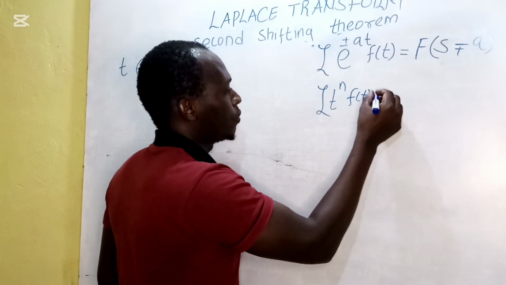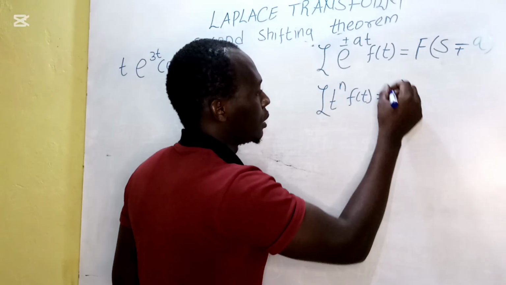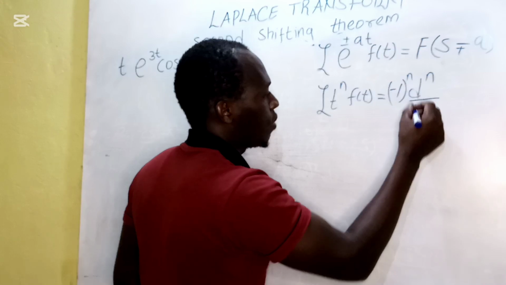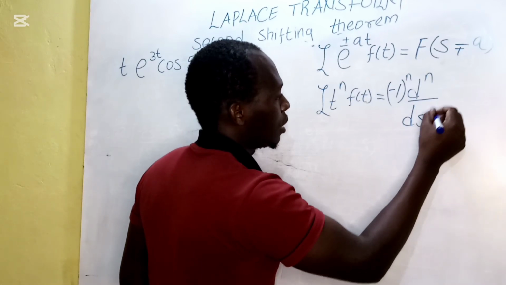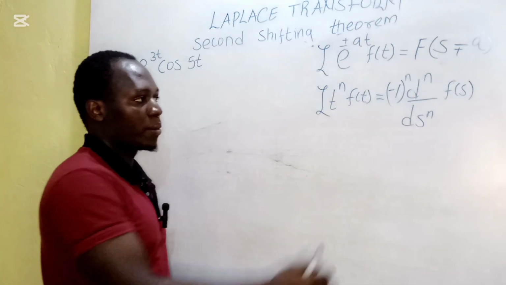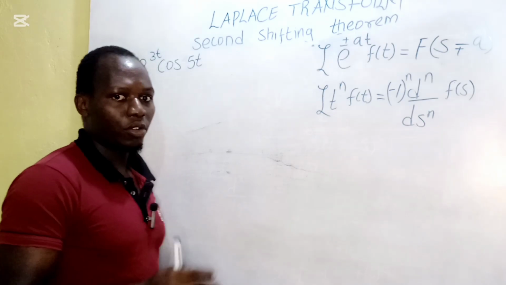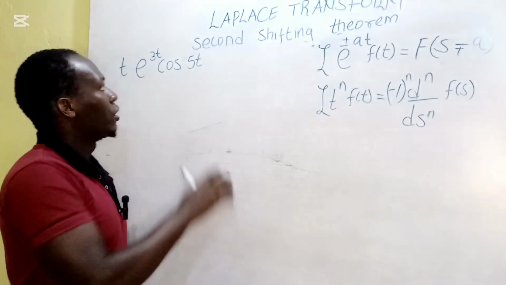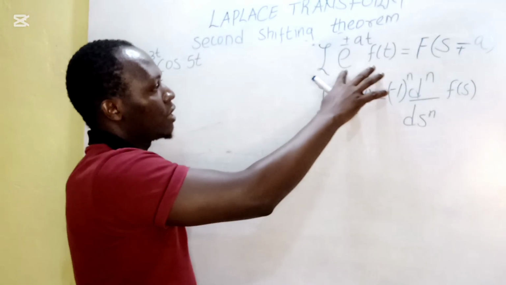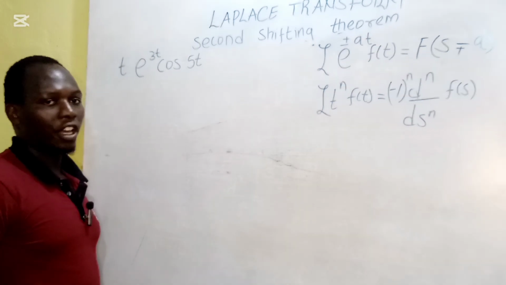times our function f of t is equal to, we get negative 1 to the power of n, all over d s to the power of n. We multiply by the Laplace transform of our function f of t. These two, we are going to use them concurrently. So we are going to start with the Laplace transform, because in the first shift theorem, we must first get the Laplace transform of our function f of t.